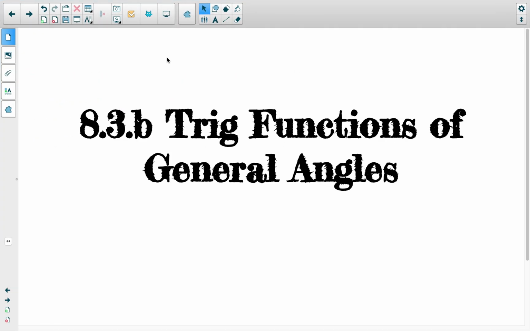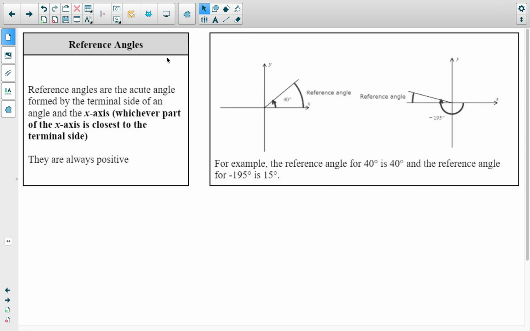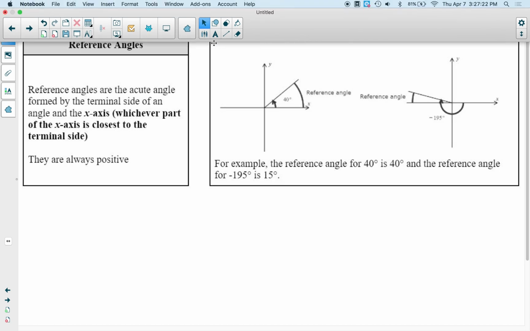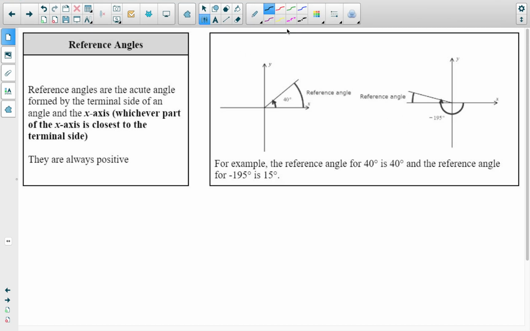Right, this is 8.3b, trig values, or trig functions of general angles. Okay, so also part of the section is this concept of a reference angle. So reference angles are the acute angle formed by the terminal side of an angle and the x-axis. So whichever part of the x-axis is closest to the terminal side.